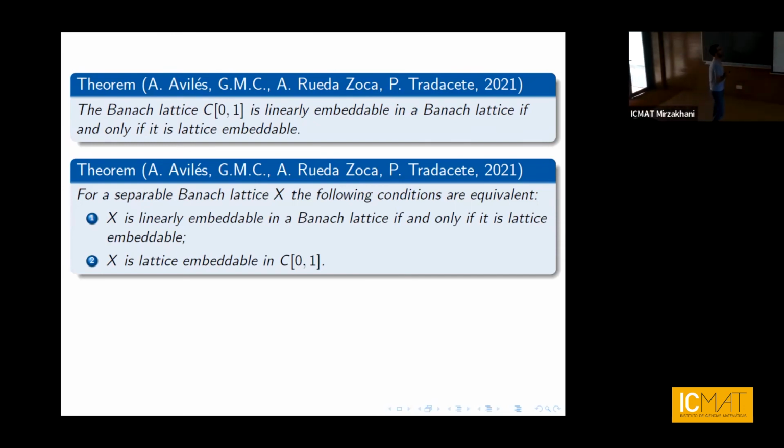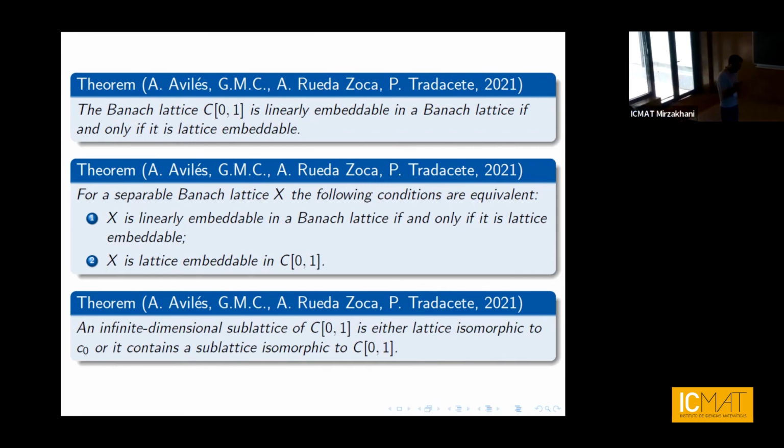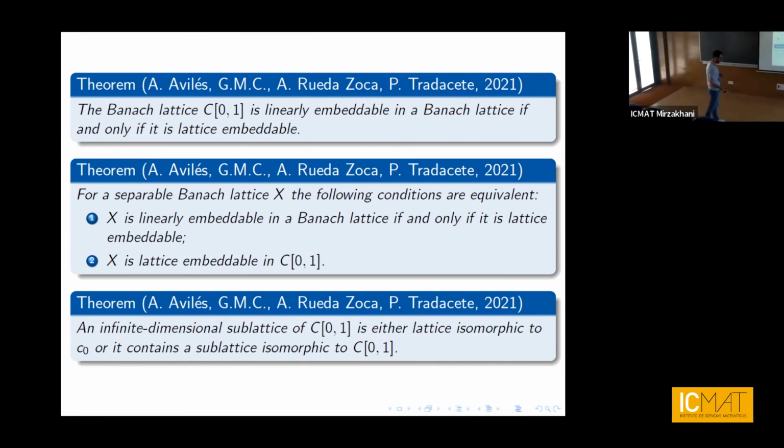And well, this is a simple consequence of the following theorem, which says that an infinite dimensional sublattice of C of the unit interval is either lattice isomorphic to C0 or contains a sublattice isomorphic to C of the unit interval. This is proved by using the fact that a sublattice which is not lattice isomorphic to C0 cannot have ordered continuous norm, and then using Kakutani's representation of sublattices of C of the unit interval which are not ordered continuous.